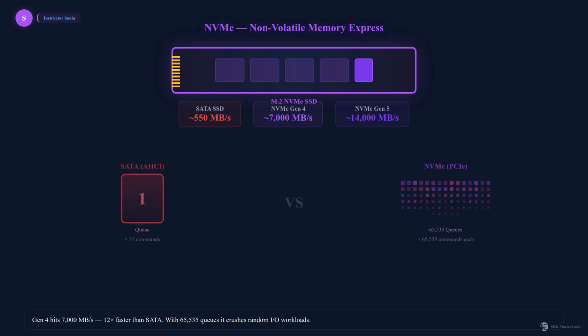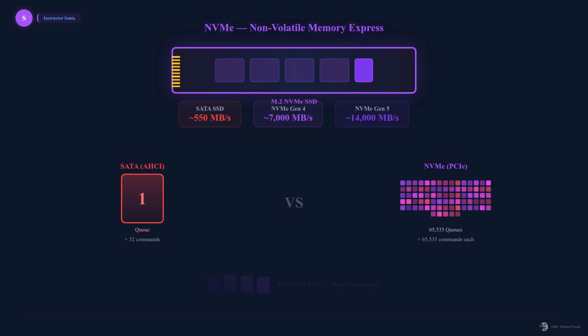But the real magic is in queue depth. SATA AHCI supports 1 queue with 32 commands. NVMe supports 65,535 queues with 65,535 commands each. That is over 4 billion commands in flight simultaneously. For random I/O workloads, like running an operating system or a database, this is a massive advantage. It is not just faster, it is a fundamentally different architecture.